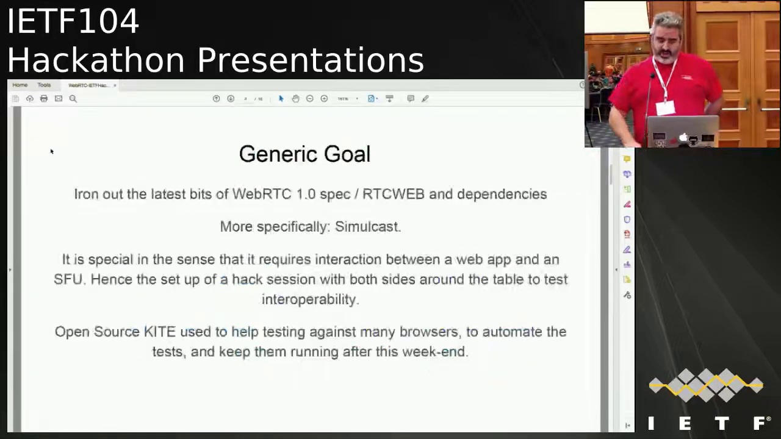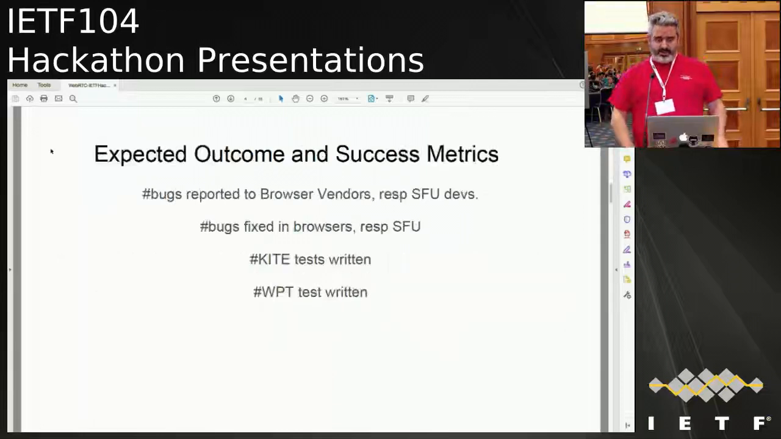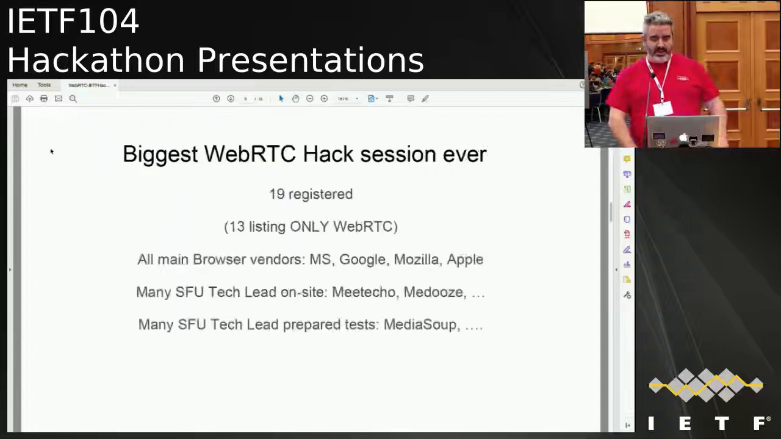So for the first time here, we said, okay, let's have everybody around the table, the client side, so the browser vendors, and the SFU developers, so we can have a real interoperability test and fix bugs all together. We wanted to create bugs, fix them, and generate some tests that could be run later on to make sure that there is no regression in the different test suites, the WPT for the W3C, and a new test suite called Kite that we're using to test the protocol and interoperability for the IETF part.